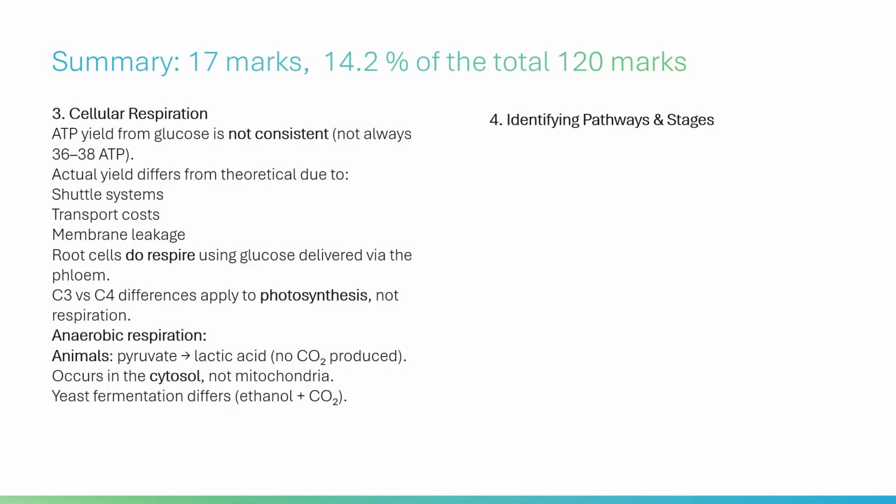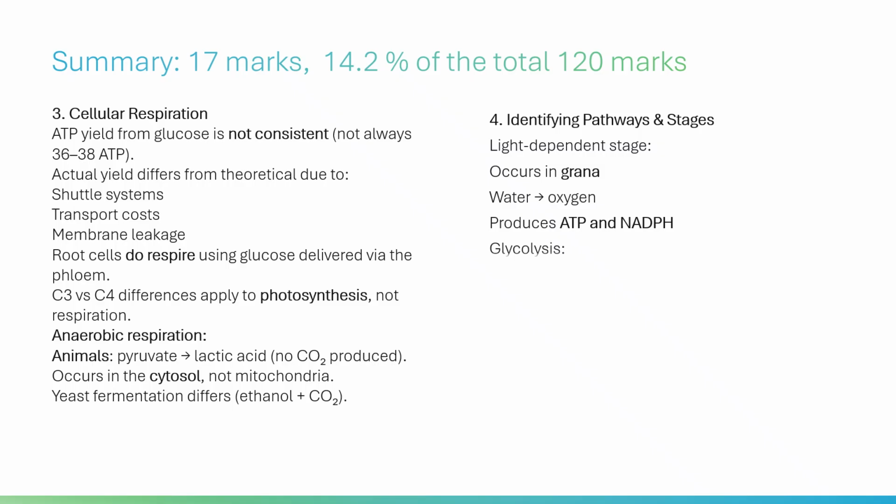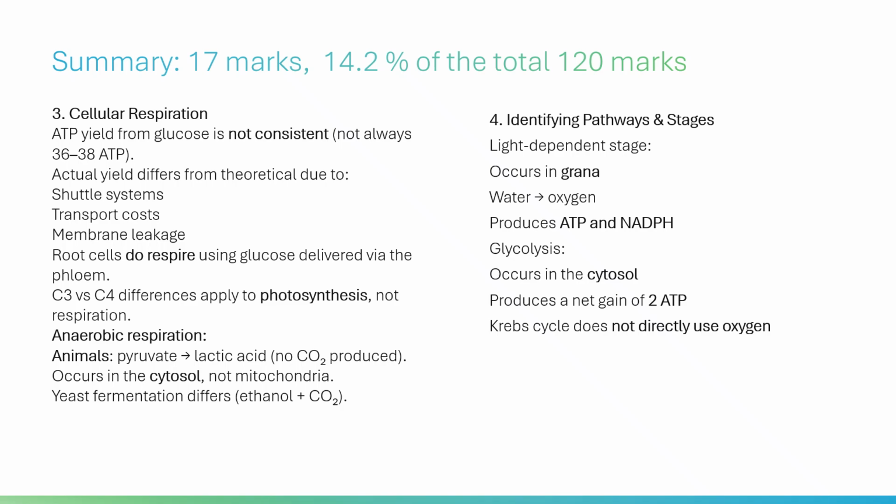4. Identifying pathways and stages. Light-dependent stage. Occurs in grana. Water to oxygen. Produces ATP and NADPH. Glycolysis. Occurs in the cytosol. Produces a net gain of 2 ATP. Krebs cycle does not directly use oxygen.